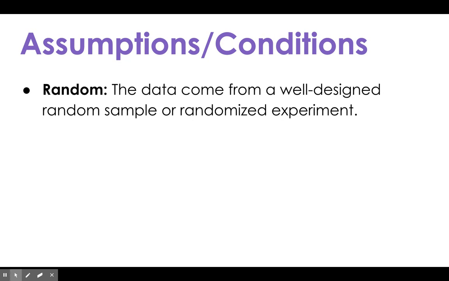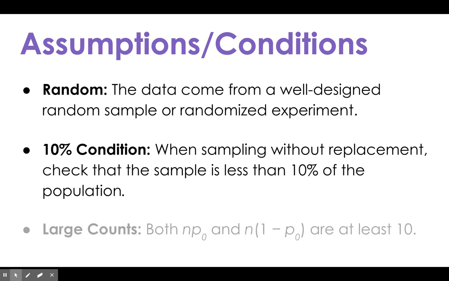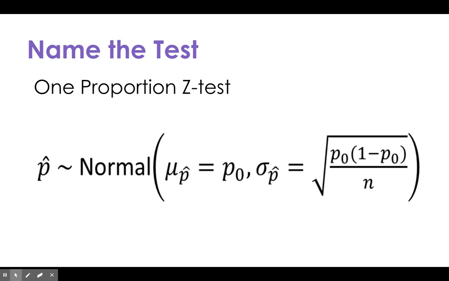So again, random, it has to come from a well-designed experiment. 10% condition, when sampling without replacement, you check that the sample is less than 10% of the population. And then for large counts, remember that you have to have at least 10 successes and at least 10 failures. The exact name of this is the one proportion z-test because we're still using z-scores and looking at proportions. But again, the formula will be the same. The mean will be the assumed population proportion, excuse me, and then the standard deviation formula will be the same.